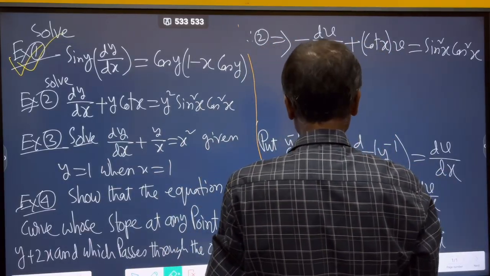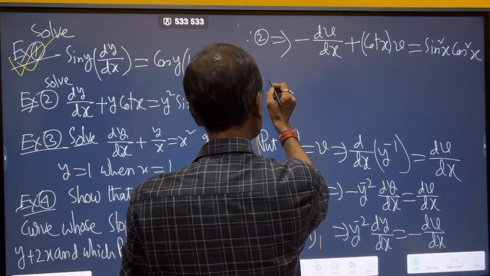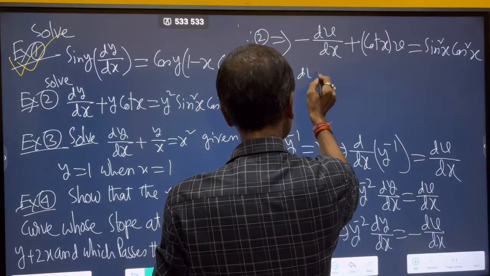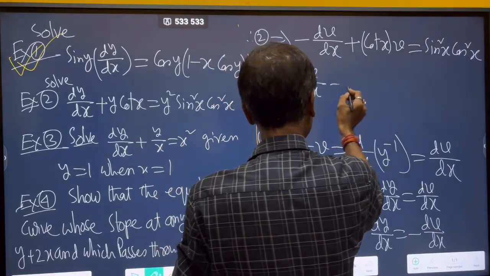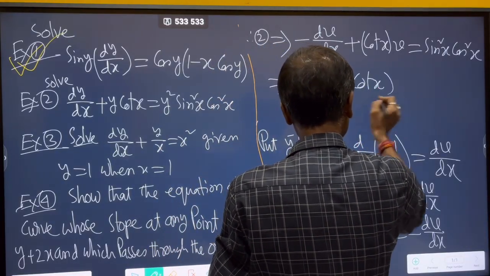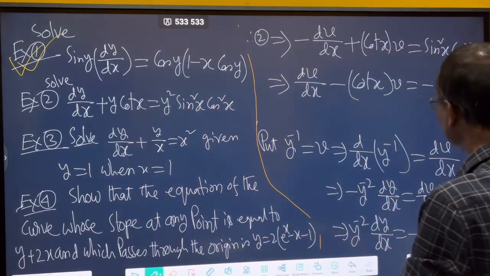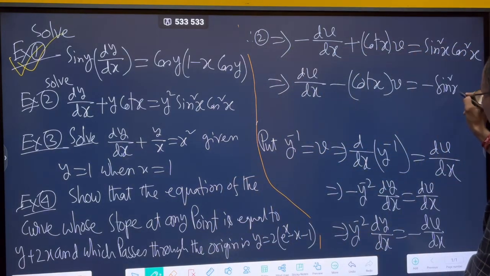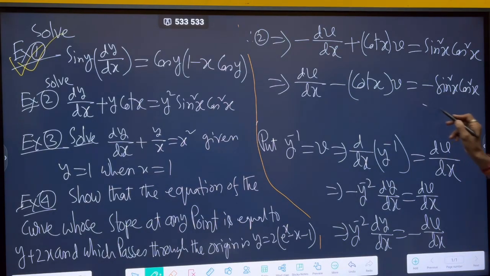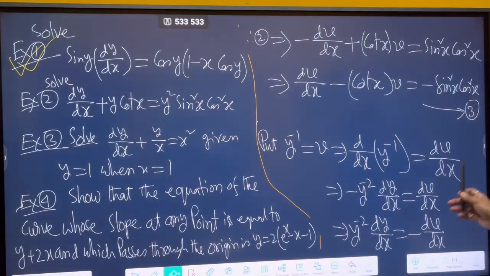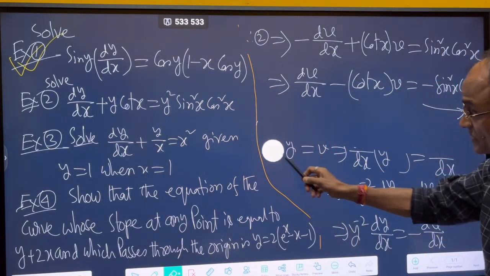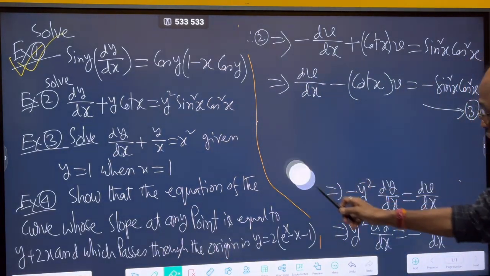Or this means dv by dx minus cot x into v equal to minus sin square x cos square x. Suppose this is number 3. Now just carefully see equation number 3.